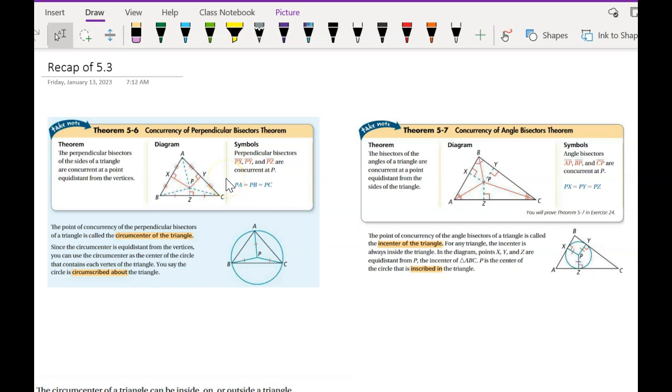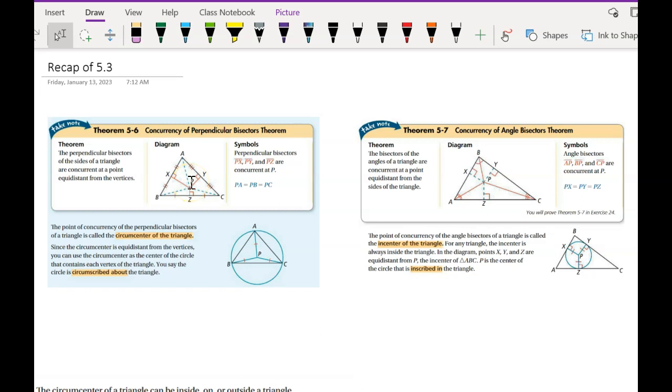Okay, section 5.3 had a lot of vocabulary, so I wanted to do a little comparison. So with theorem 5.6, the concurrency of perpendicular bisectors theorem, and 5.7, the concurrency of angle bisectors theorem. Notice with the perpendicular bisectors, noted in red, I know that they are the perpendicular bisectors because it tells me that each side is congruent. So AY is congruent to YC, and it's also perpendicular to the line segment.